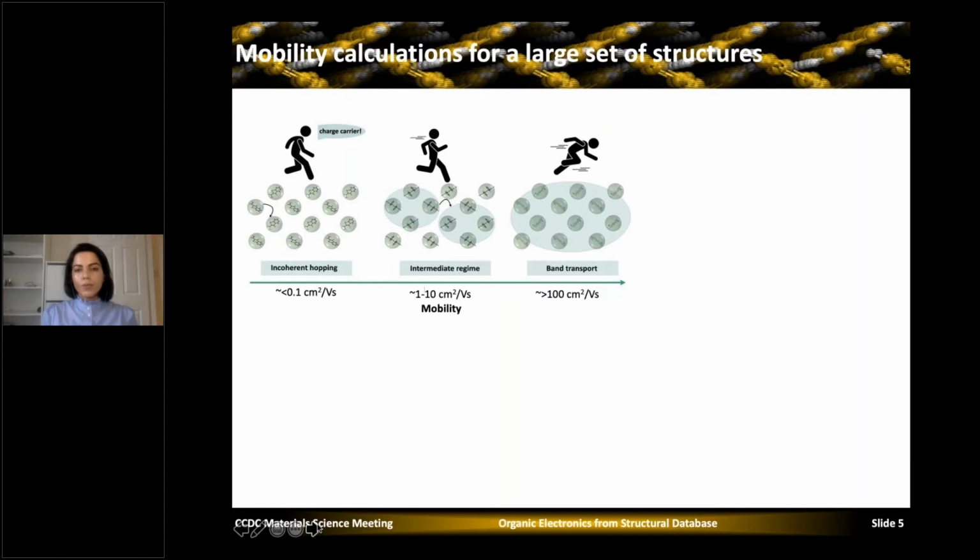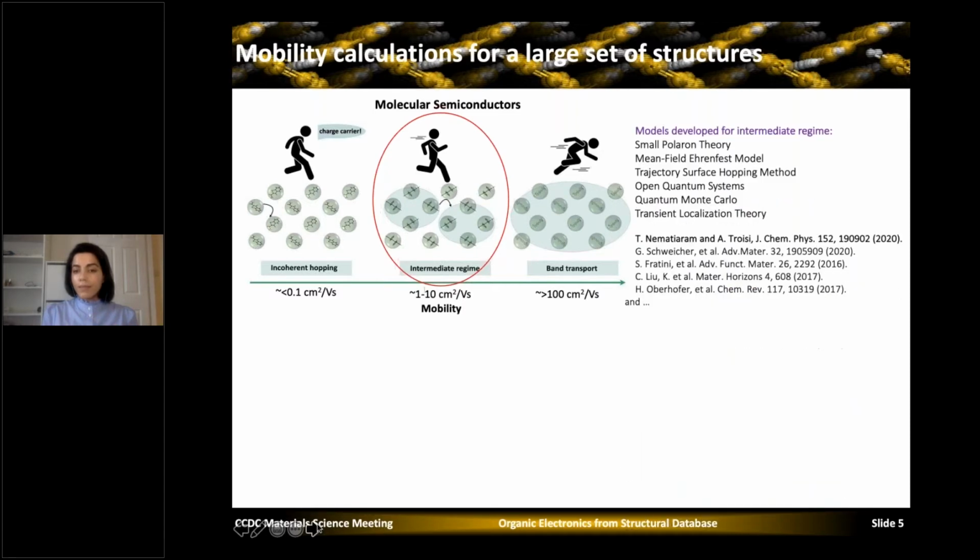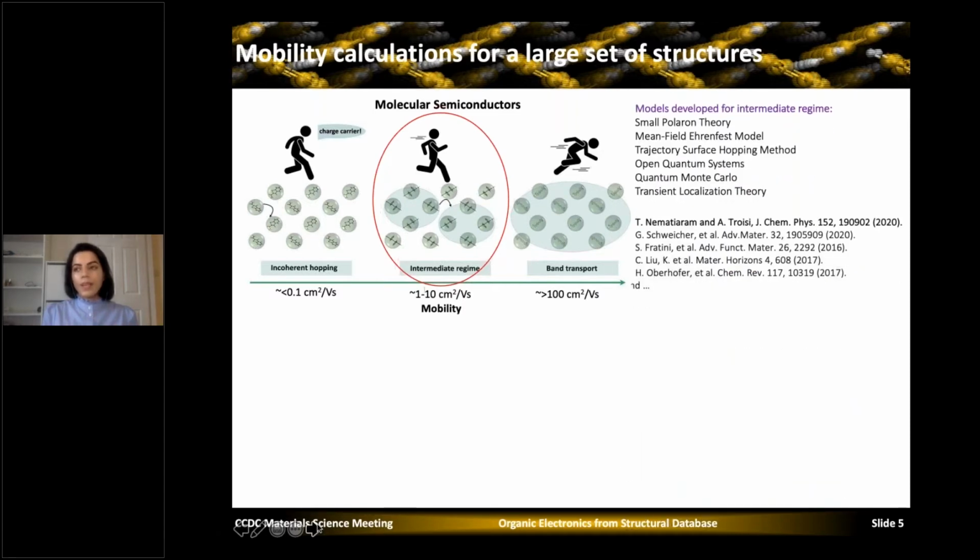The second important point about charge transport in molecular semiconductors is the fact that their mobility is in a kind of intermediate regime. So it cannot be described by the conventional theories developed for fully localized or delocalized systems. As a result, over the years, a number of advanced theories have been developed. They have been really successful in reproducing the experimental measurements. But the point is that the majority of them rely on quantum dynamic propagation. So again, they are not feasible for large-scale calculations.